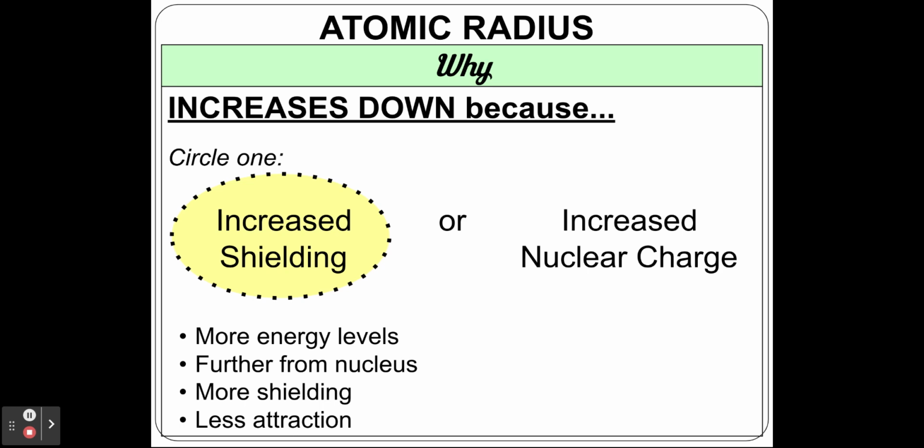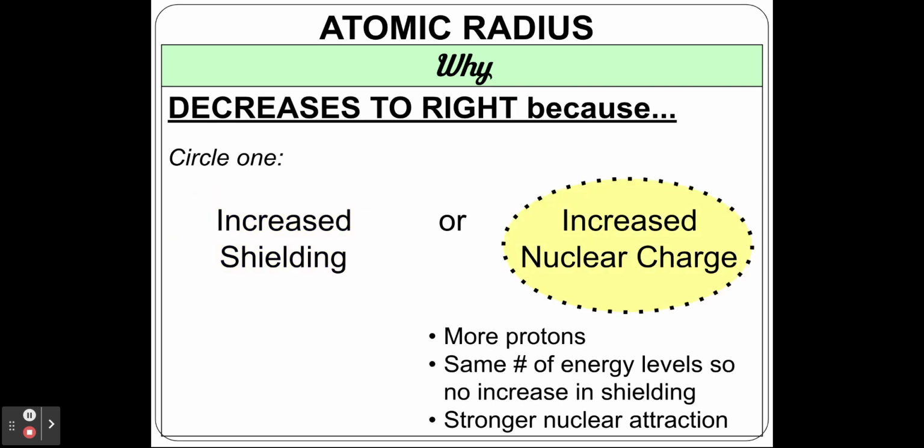But also, more importantly, you want to think about it as the distance from the nucleus. You're adding another energy level, and the electrons in that added energy level are farther from the nucleus. That distance is going to cause a weaker attractive force, and so they're not going to be held as closely together. There's less attraction there, and that's because of the distance. They're farther apart.